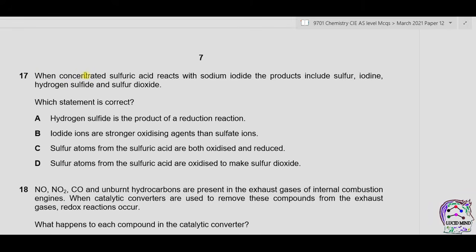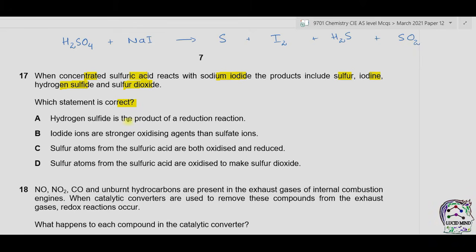Question 17. When concentrated sulfuric acid reacts with sodium iodide, the products include sulfur, iodine, hydrogen sulfide, and sulfur dioxide. Which statement is correct? Let's write the chemical equation. We have sulfuric acid. It reacts with sodium iodide to form sulfur, iodine, hydrogen sulfide, and sulfur dioxide.